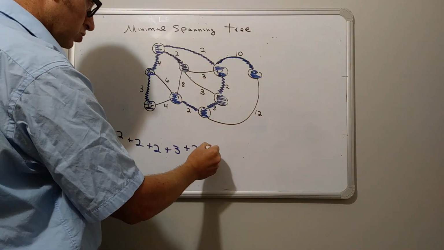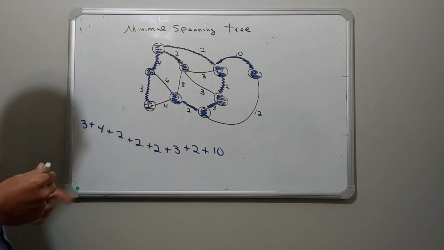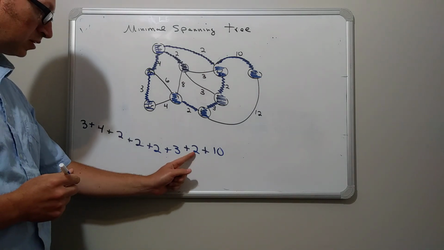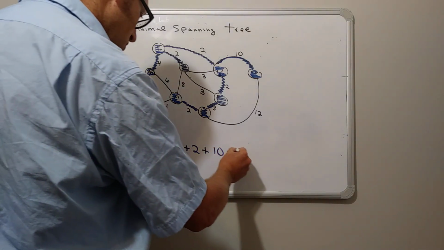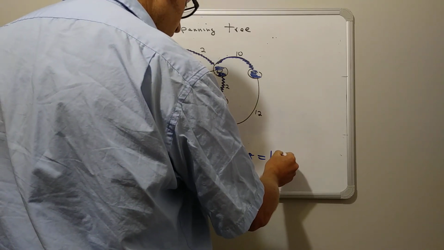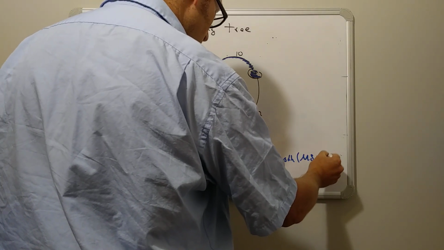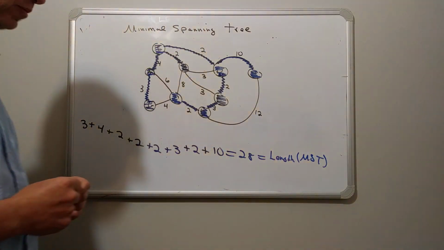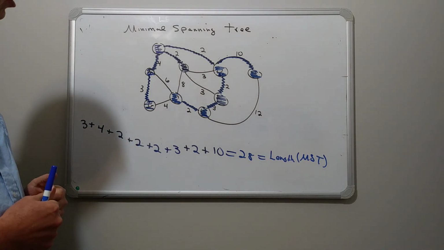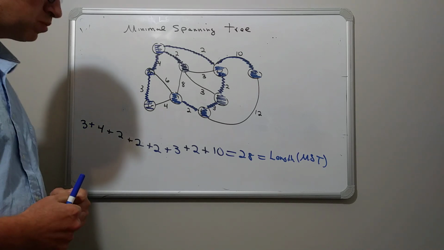and plus 10. So this is the minimal spanning tree, 7, 9, 11, 13, 16, 18, 28. So 28 is equal to the length of the minimal spanning tree. All right, so this concludes minimal spanning tree and solving matching problems with maximum flow.